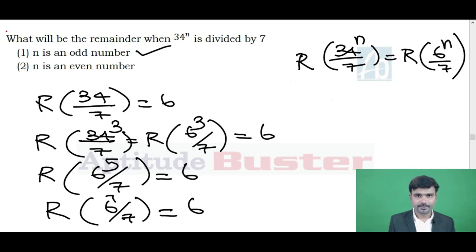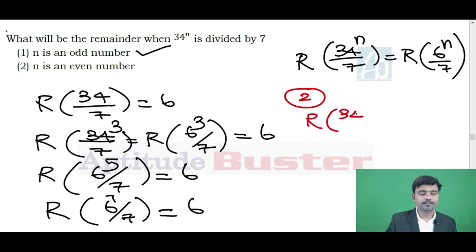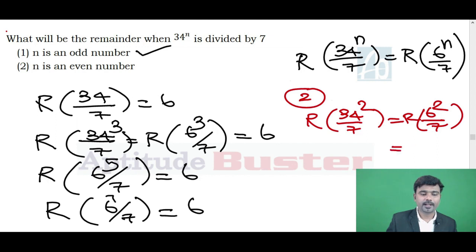Okay, forget about the first statement. Read the second statement. N is an even number. We can use the same logic. 34 power 2 divided by 7 is equal to the remainder of 6 square divided by 7. What's the remainder? The remainder is 1.